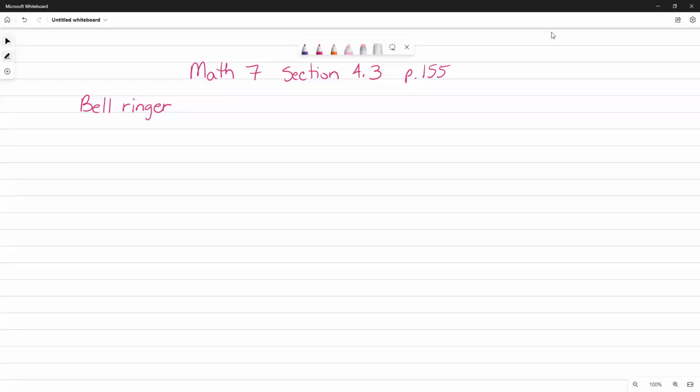Recording in progress. So this is the lesson for Monday. We're gonna, in Math 7, start section 4.3, which starts off on page 155.